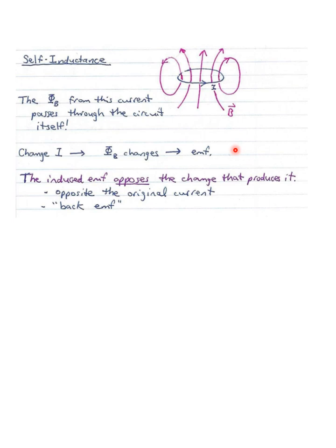So again, here we see the change in current produces a magnetic flux change, and that will produce an EMF. And remember, the induced EMF always opposes the change in magnetic flux, which means that the EMF that's induced is going to oppose our change in current. The induced EMF opposes the change that produces it. It's opposite the original current, and we call it back EMF, because it always goes in the opposite direction of the current.